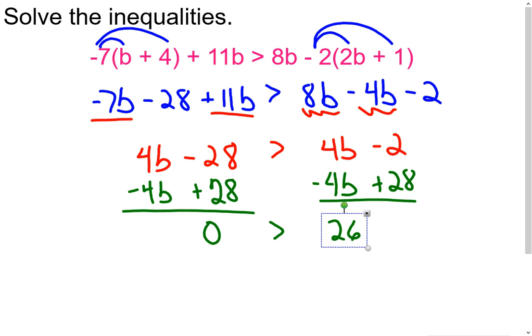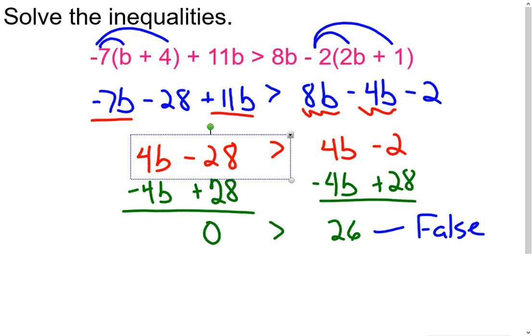0 is greater than 26. You should be saying, well, that's not true, and you're right. So this inequality right here is false, which means every inequality above it, this inequality here in the red, would also be false, and so is the blue one, all of that, and so is the original pink one. All of those are false.